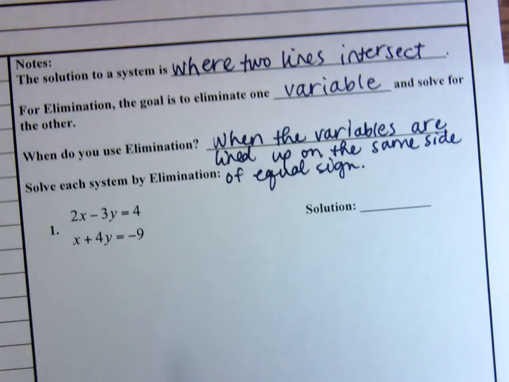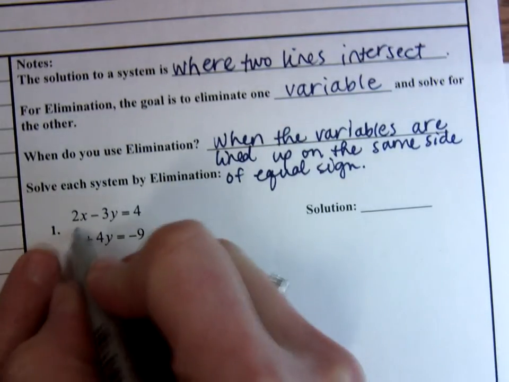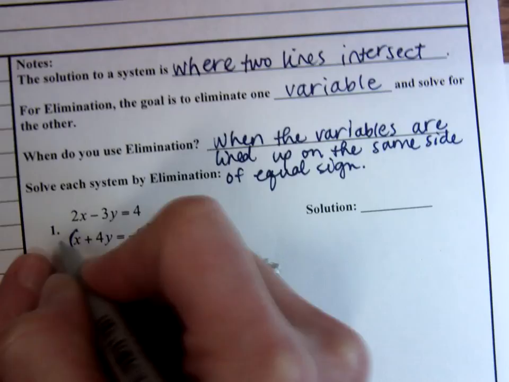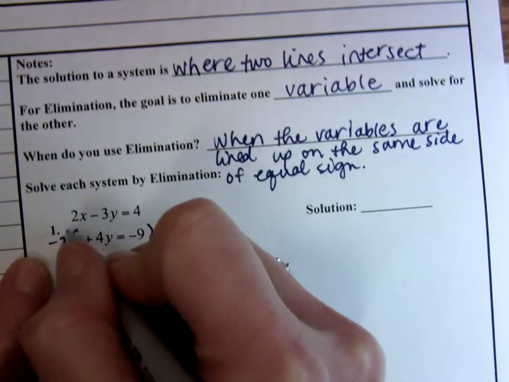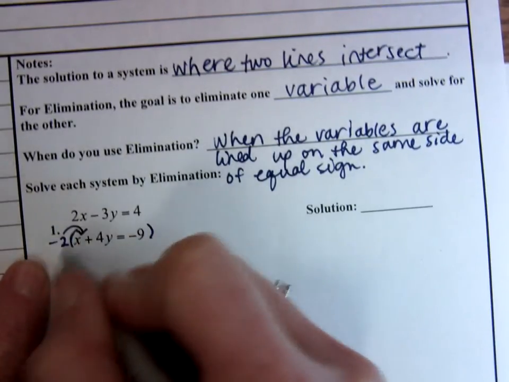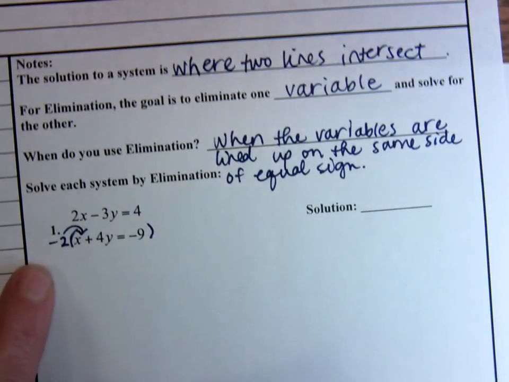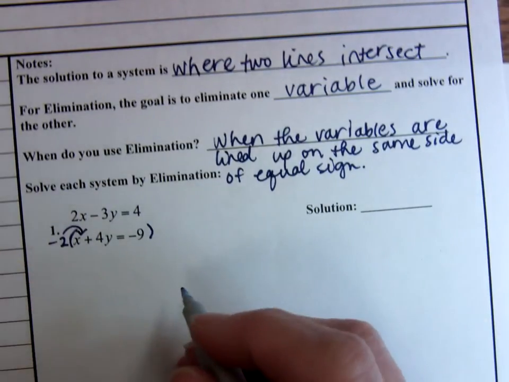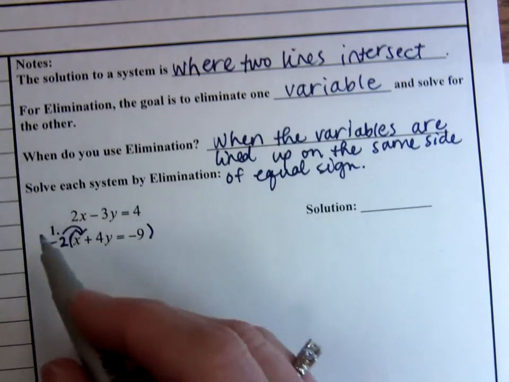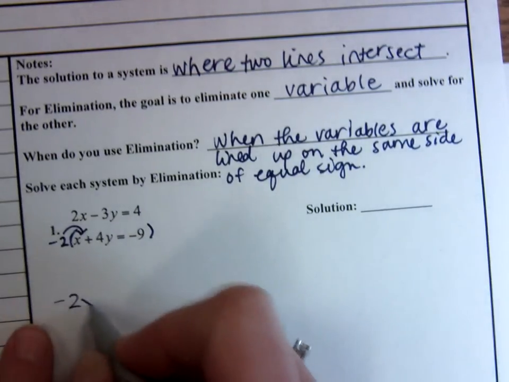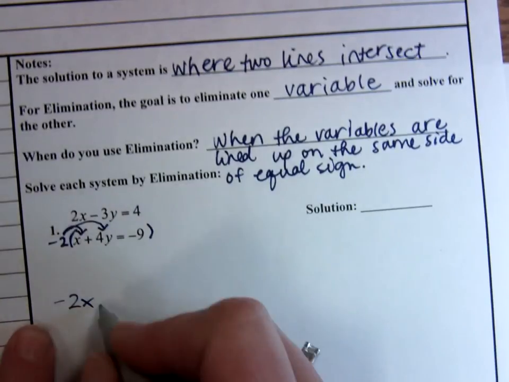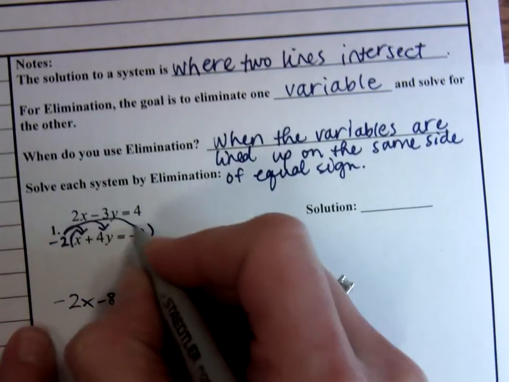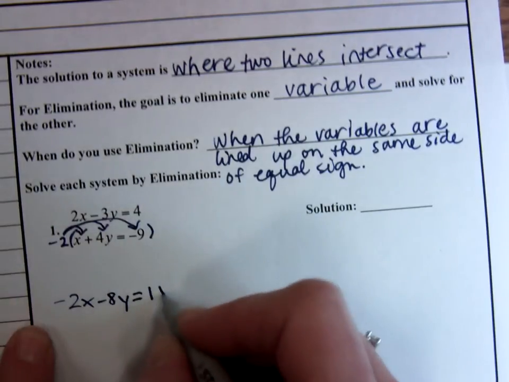And so right now we are looking again to eliminate a variable, and we've decided that the x's are so close, all we have to have is a negative 2 here for the x. So we're going to multiply this bottom equation by a negative 2. And remember, when you do this, you have to distribute to each term in the parentheses. So we will multiply negative 2 times x, and then negative 2 times 4y, and that's negative 8y, negative 2 times negative 9, that would be a positive 18.